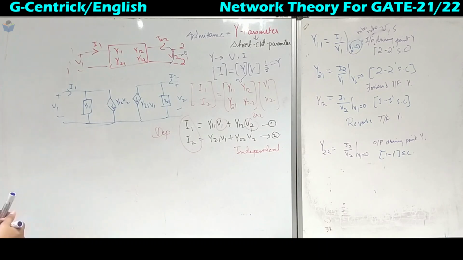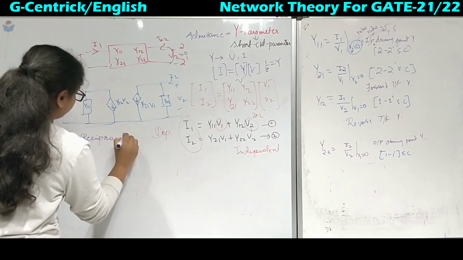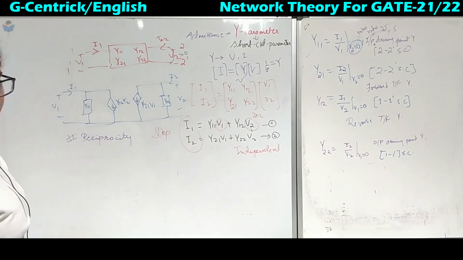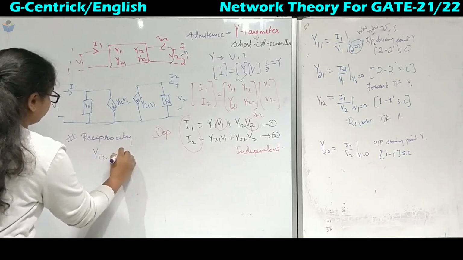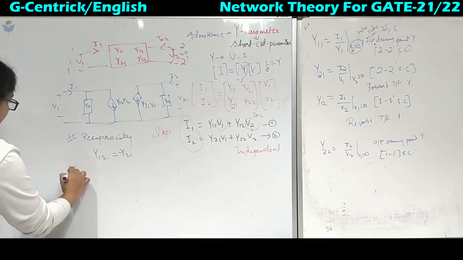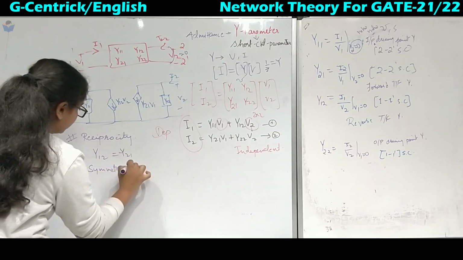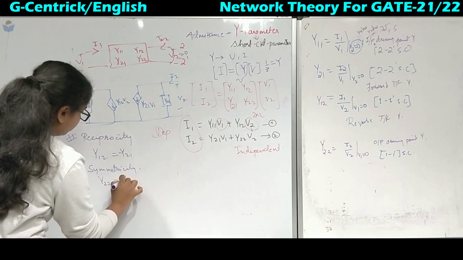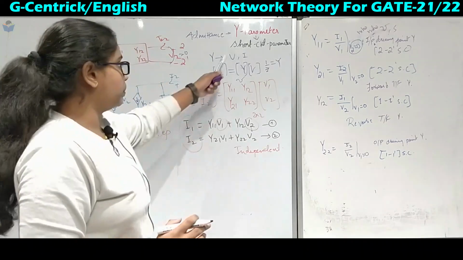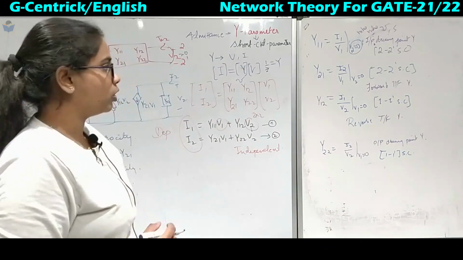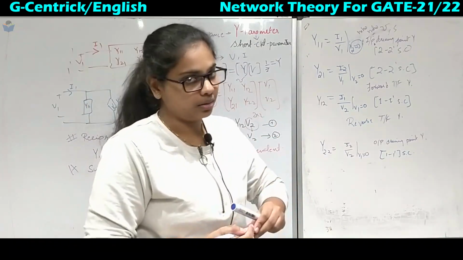Now coming to the condition for reciprocity. Here we will have negative reciprocity, so Y12 will be equal to Y21, but with negative sign. Then we have symmetricity, where Y22 equals Y11. So this is about the admittance parameter. Keep in mind, we also call this a short circuit parameter. Now after this we will go on to the problems based on the admittance matrix.